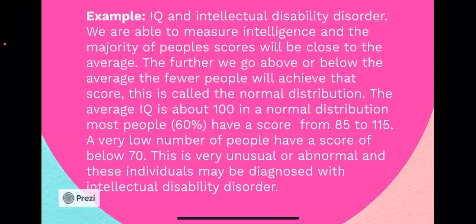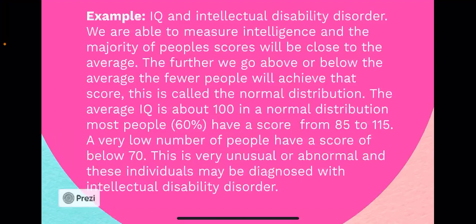So we're able to measure intelligence, and the majority of people's scores will be close to the average. The further we go above or below the average, the fewer people will achieve that score. This is called the normal distribution, so you should be aware of what a normal distribution is. This is within your research methods topic, and it's worth refreshing your memory about this. The average IQ is about 100 in a normal distribution. Most people, so around 60%, have a score from 85 to 115.